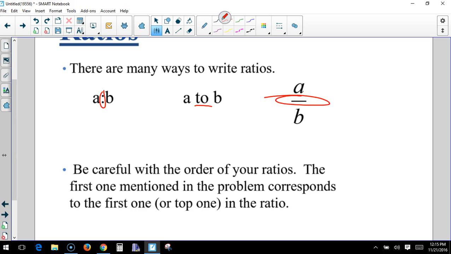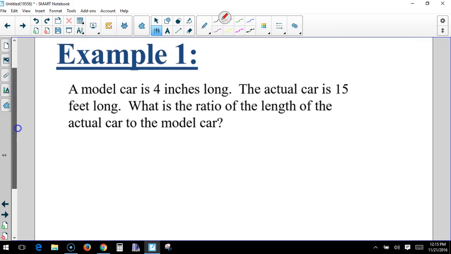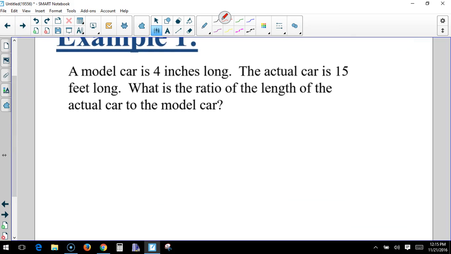Be careful with the order of your ratios. The first one mentioned in the problem corresponds to the first one, top of the ratio. That's what we were talking about before. Left to right, top to bottom, as we read. So example 1, a model car is 4 inches long. The actual car is 15 feet long. What is the ratio of the length of the actual car to the model car?